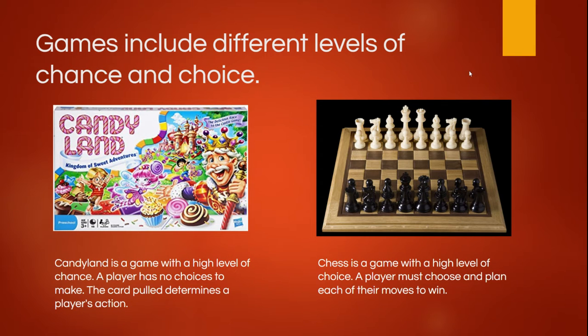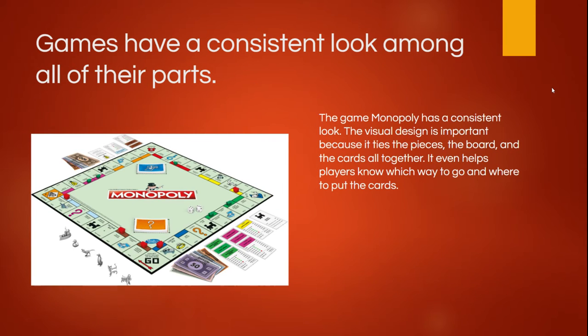Games also include different levels of chance and choice. So Candyland has a high level of chance. Depending on what card you pull, you'll either win the game or lose. But the game of chess is more about your level of skill and the choices you make. And so if you make careful and thoughtful choices, you're more likely to win. It's not up to a pull of a card.